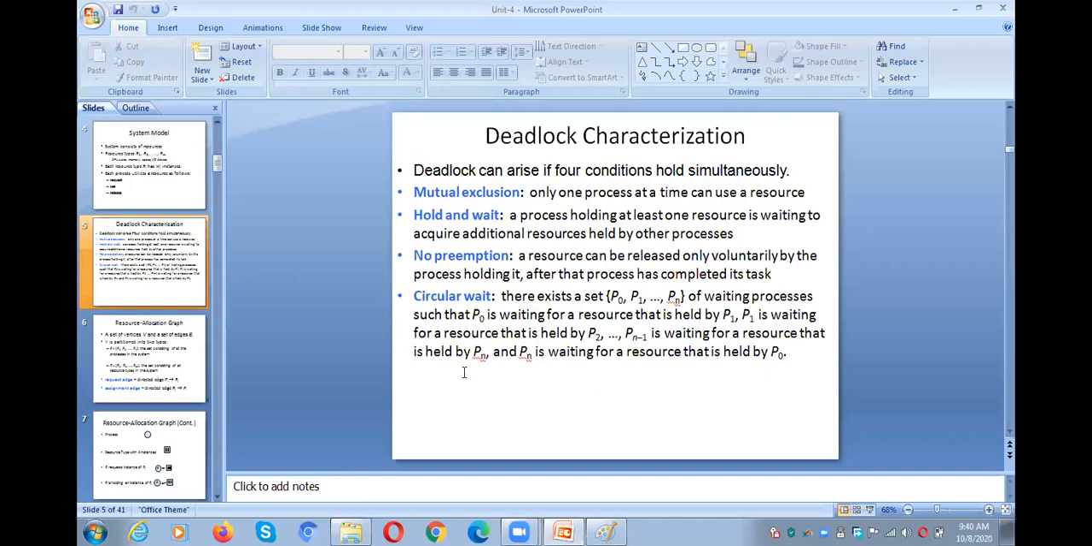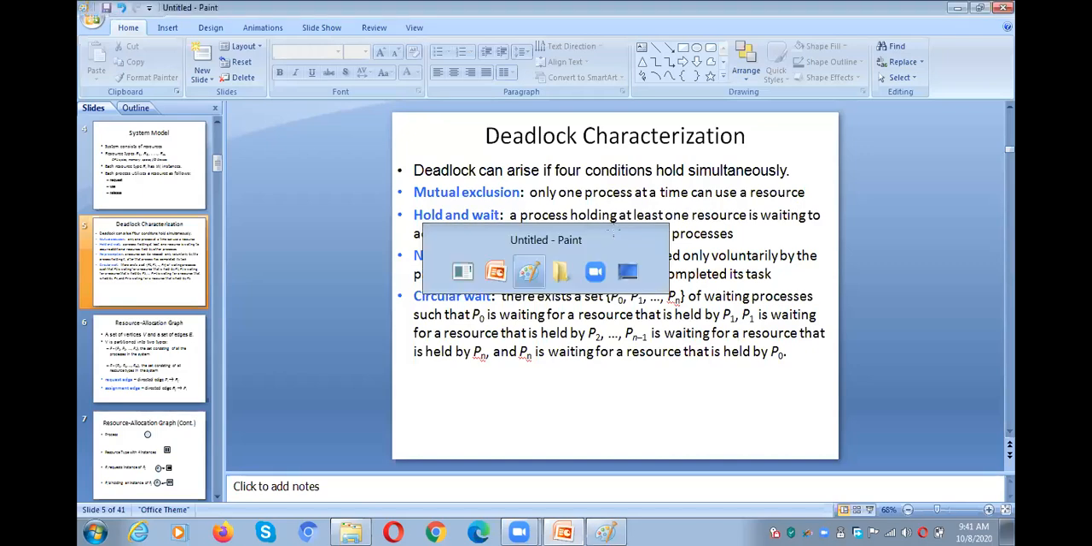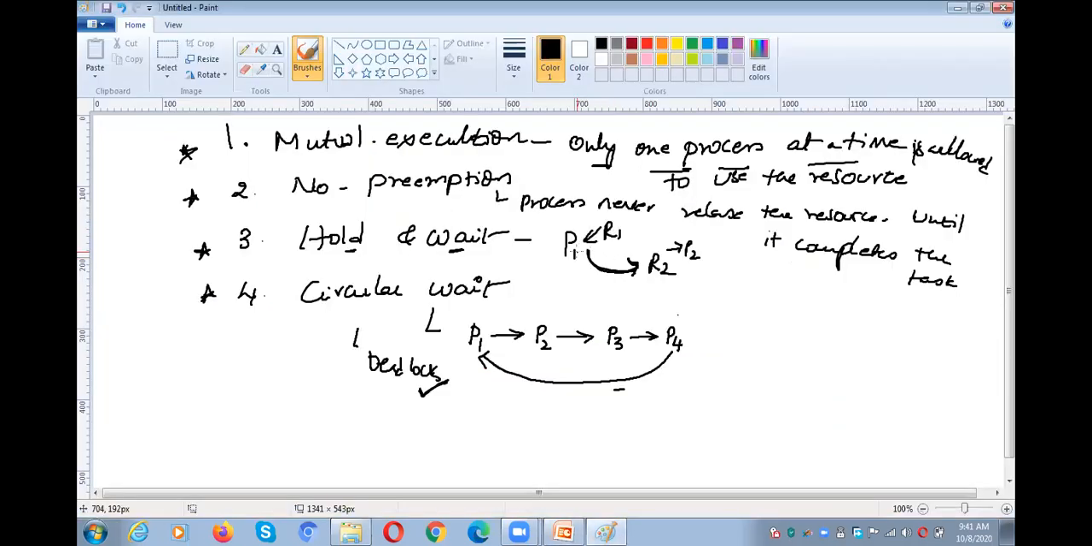No need to read out again. If you want, I will read out for you. Mutual exclusion: only one process at a time can use the resource. Hold and wait: the process is holding at least one resource and waiting to acquire another resource which was already held by another process. I already told you here, P1 was allocated one resource. That means it is right now holding a resource and it is waiting for the resource R2 which was already allocated to some other process.